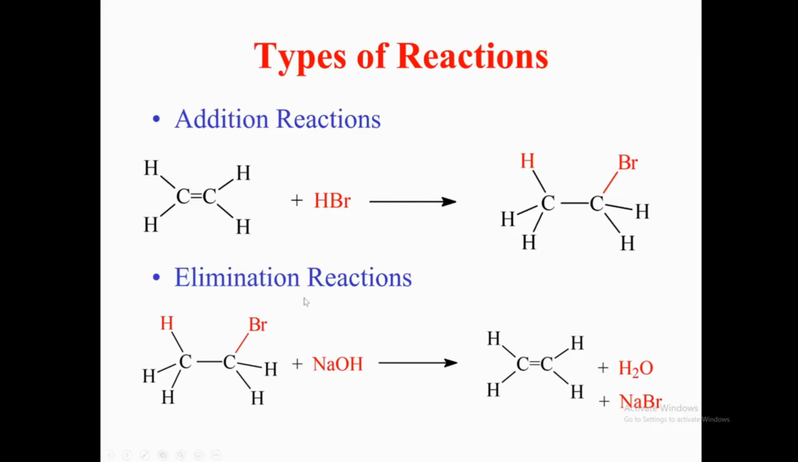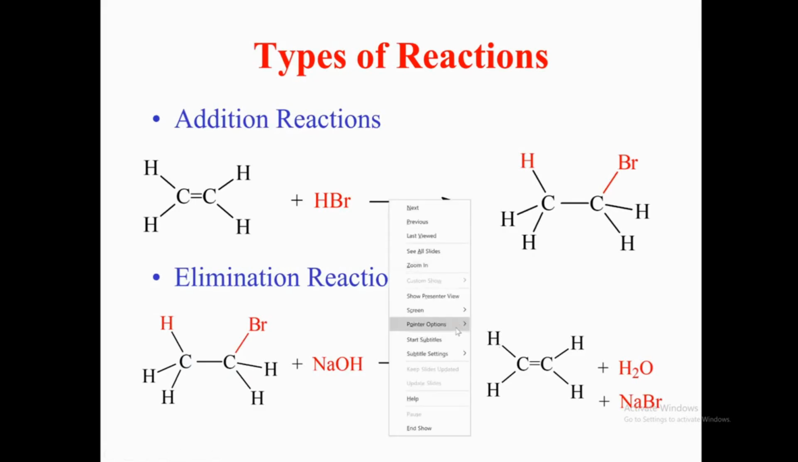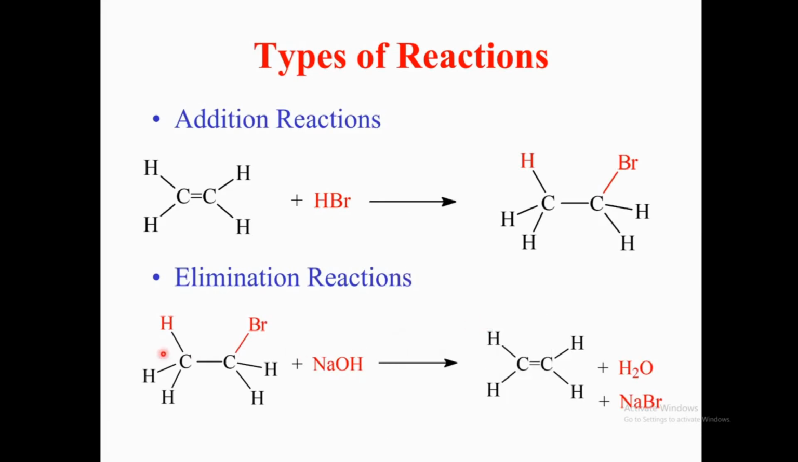Next type of reaction is elimination reaction. So elimination reaction is removal of some groups from the starting compound, from the substrate. For example, this is alkyl halide, and this is alpha carbon, and this is beta carbon. And the hydrogens that are attached to the beta carbon are called beta hydrogens. So beta carbon contains hydrogen. Those hydrogens are called beta hydrogens.